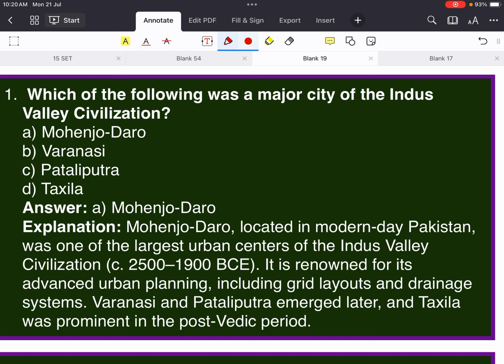Question number 1. Which of the following was a major city of the Indus Valley civilization? That is Mohenjo-daro. It is located in modern-day Pakistan. It is one of the largest urban centers of the Indus Valley civilization, renowned for its advanced urban planning, including grid layout and drainage system.